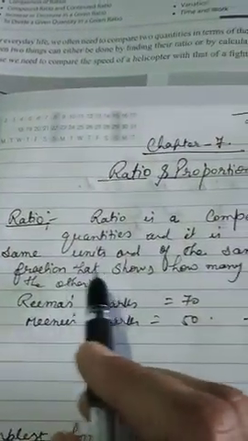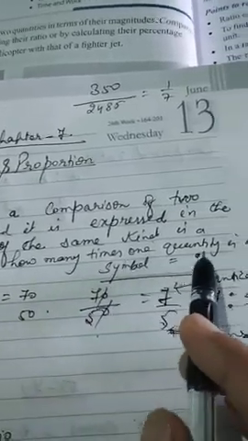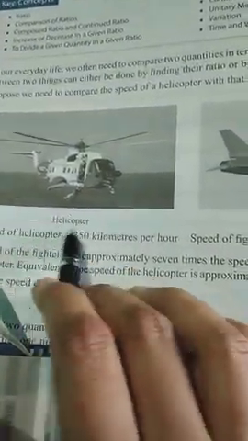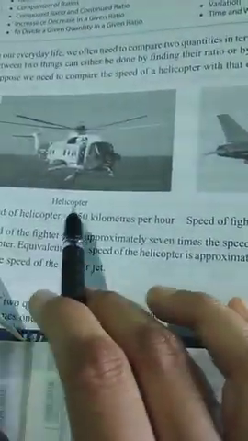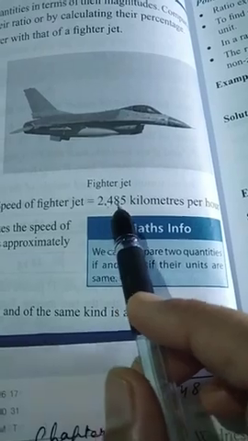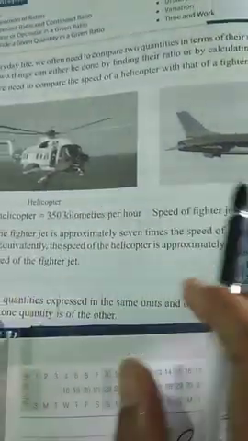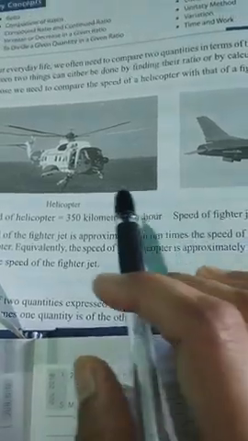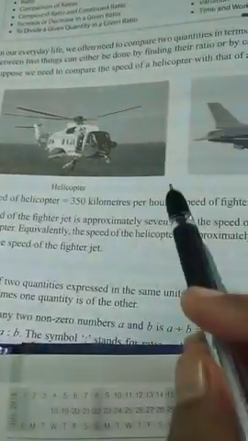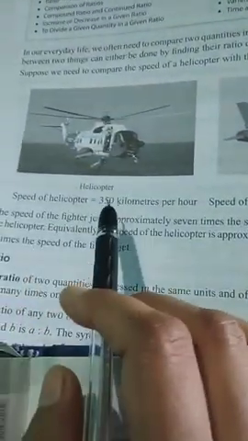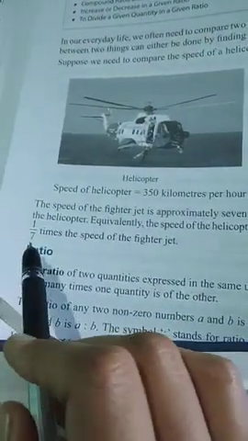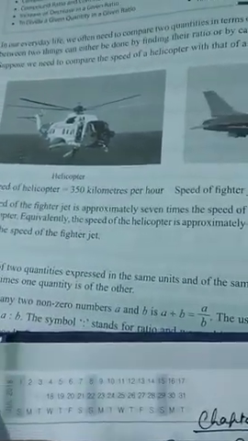It is a fraction, and that fractional part shows how many times one quantity is of the other quantity. For example, given in your book, it is a helicopter, it is a fighter jet. Okay, both the speeds are given. Its speed is 350 km per hour and it is 2485 km per hour. We can compare the speed of both the helicopter and the jet. Okay, now after comparison, we can see that the speed of the helicopter is approximately 1/7 times the speed of the fighter jet.